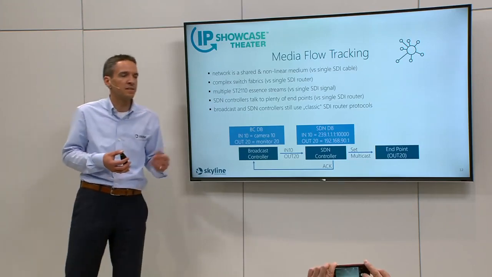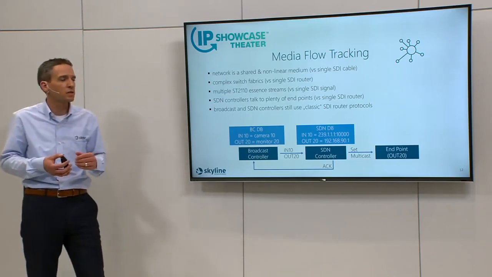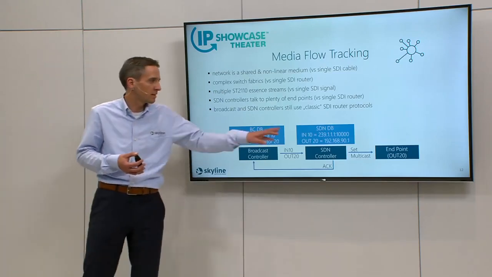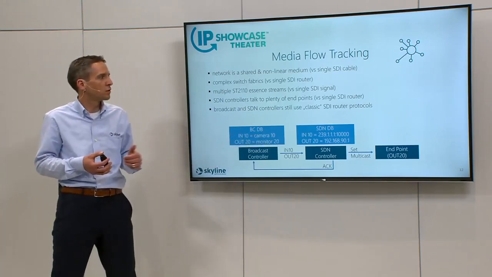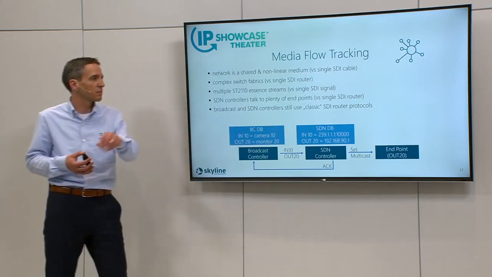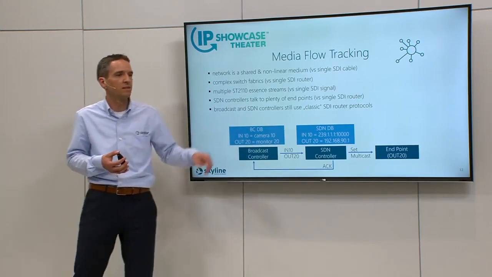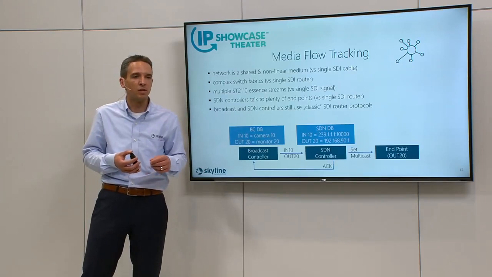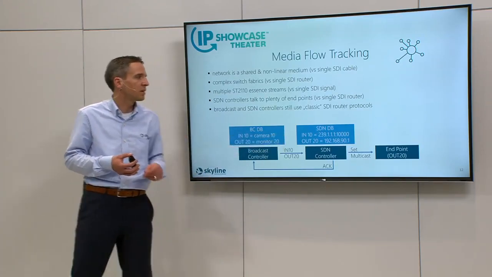The SDN controller takes that. In the past, this was my SDI router. Now the SDN controller has another database. The SDN controller knows my input number 10 reflects that multicast address 239 something. My output number 20 is probably a monitor, a multiviewer, and has that IP address.